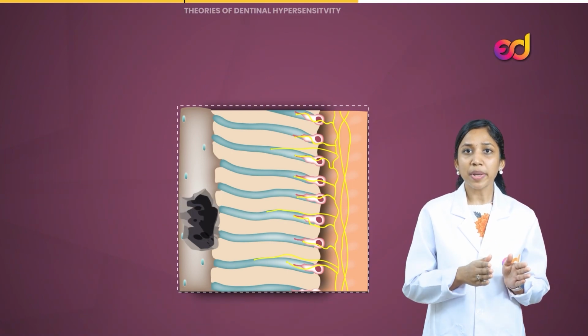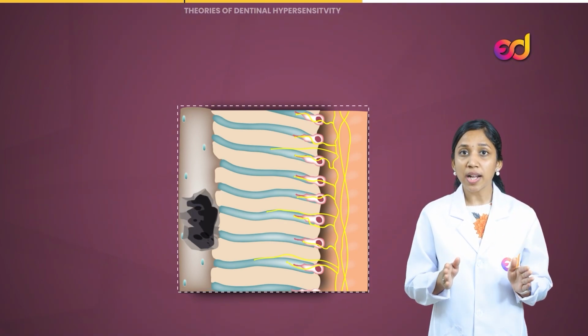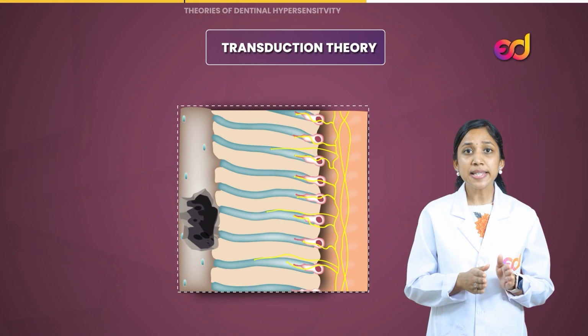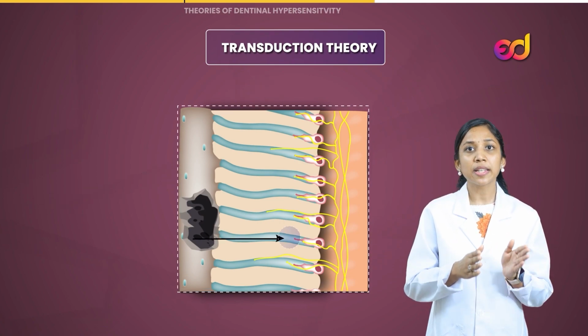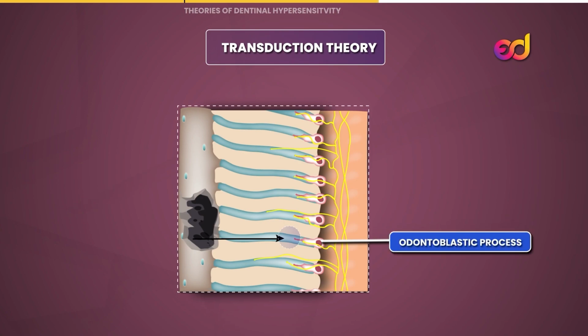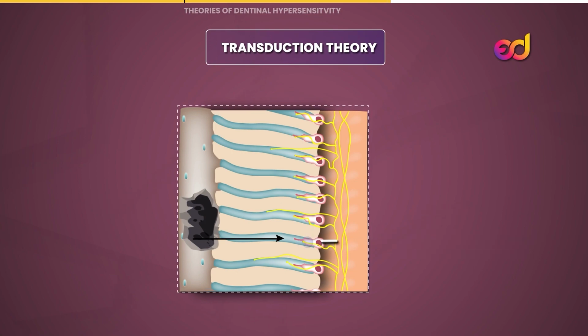Okay, coming to the next theory, the transduction theory. This theory states that various stimuli stimulate the odontoblastic processes, which in turn conduct the impulse to the nerve endings located in the inner dentin.